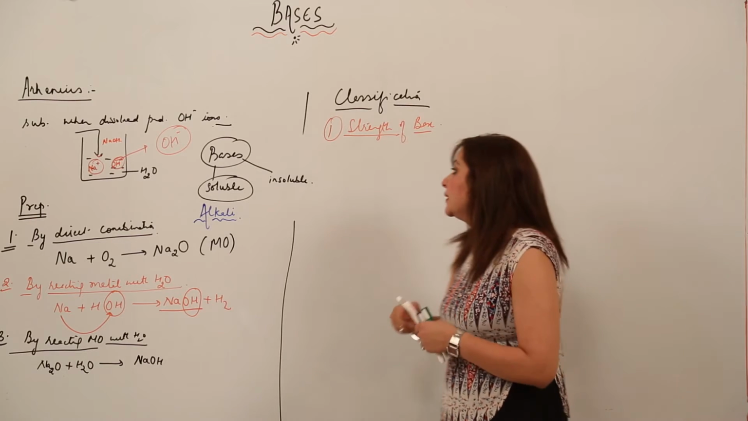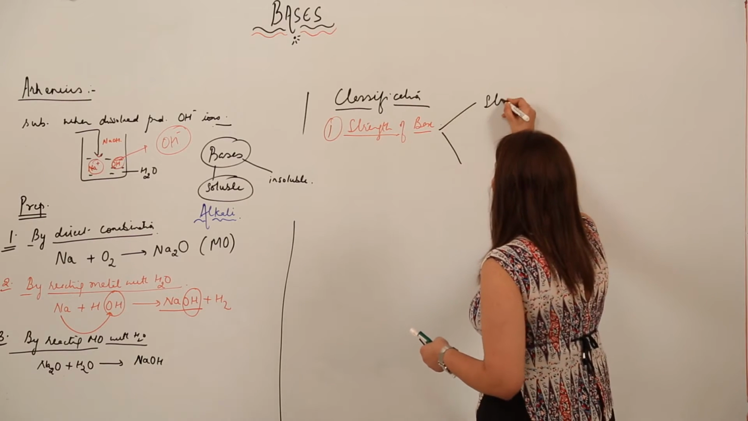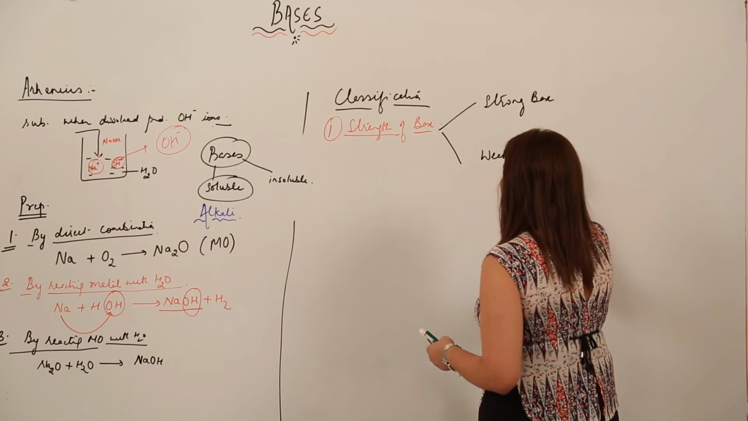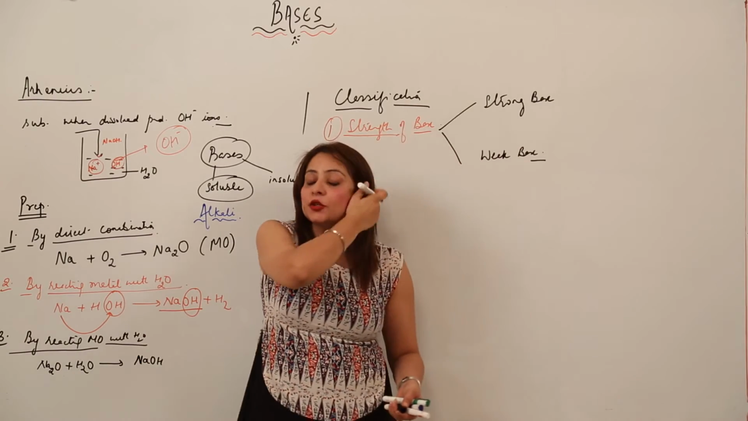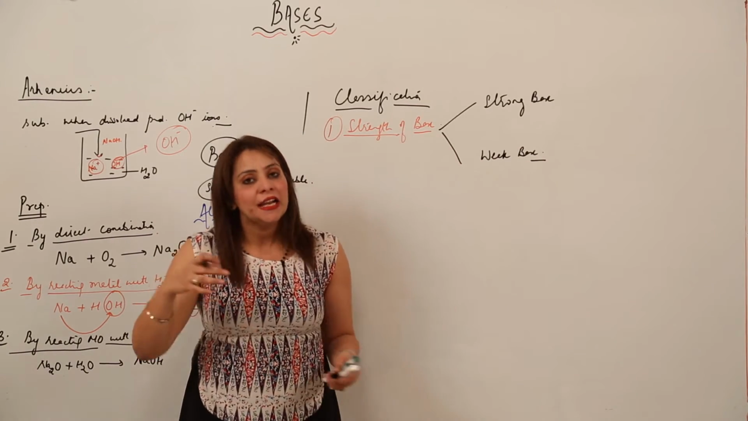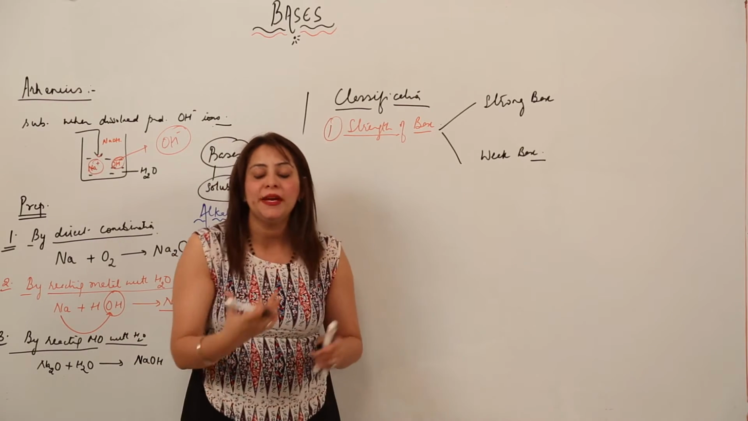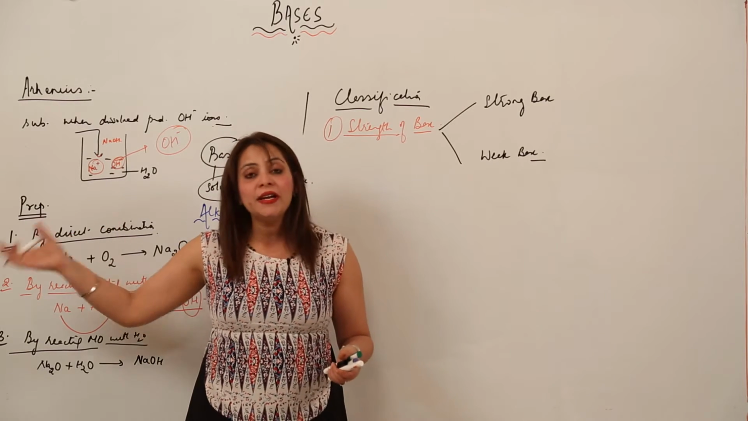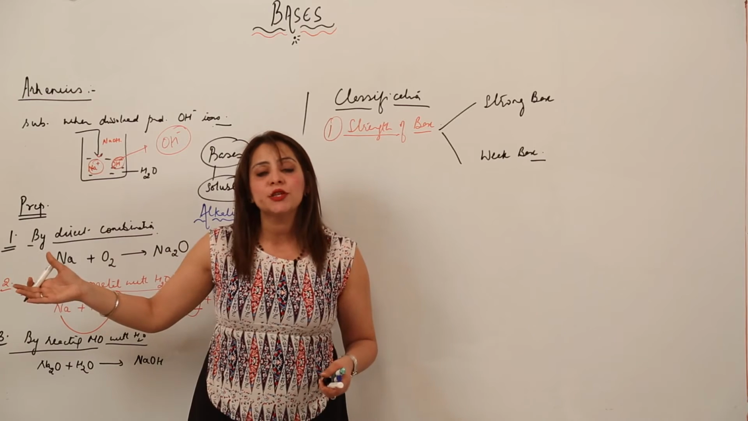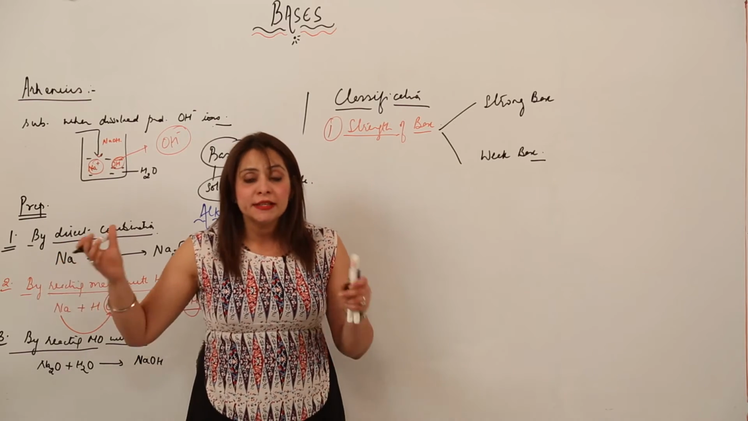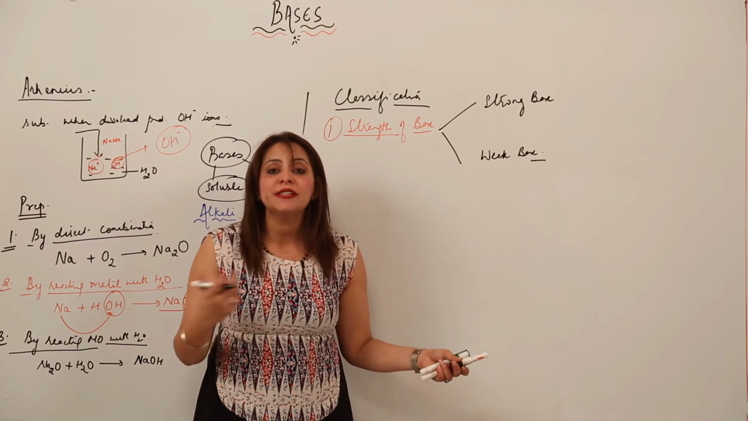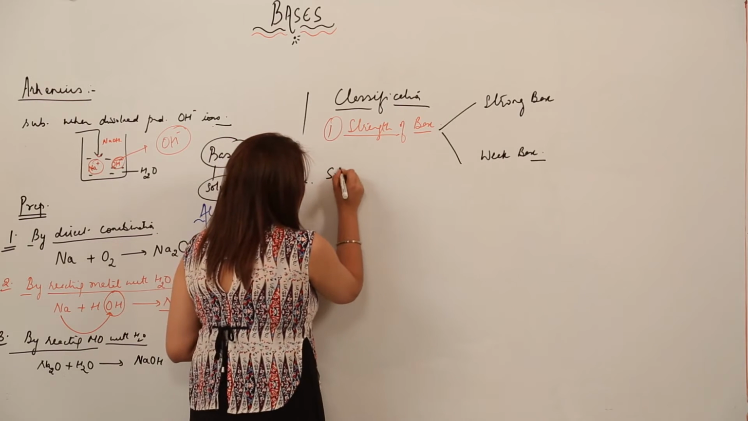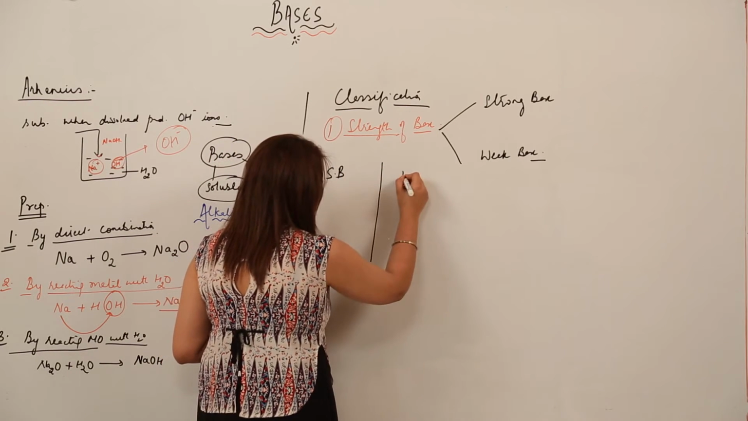So on this basis, it is divided into two categories. One is strong base, the other is weak base. As we classified the acids on the basis of strength into strong acid and weak acid, likewise we differentiate the base into strong base and weak base on the basis of strength. The difference here is that a strong acid was one which completely dissociates to produce the hydronium ion when dissolved in water. Similarly, it happens with the base, but the difference is that it produces the hydroxide ion, not the hydronium ion.